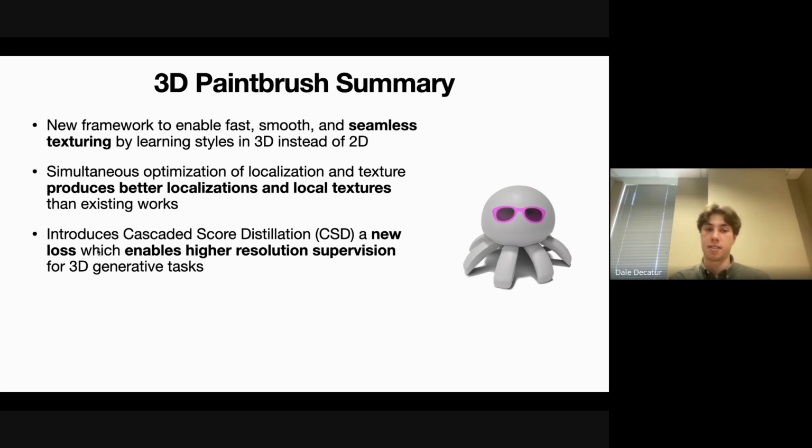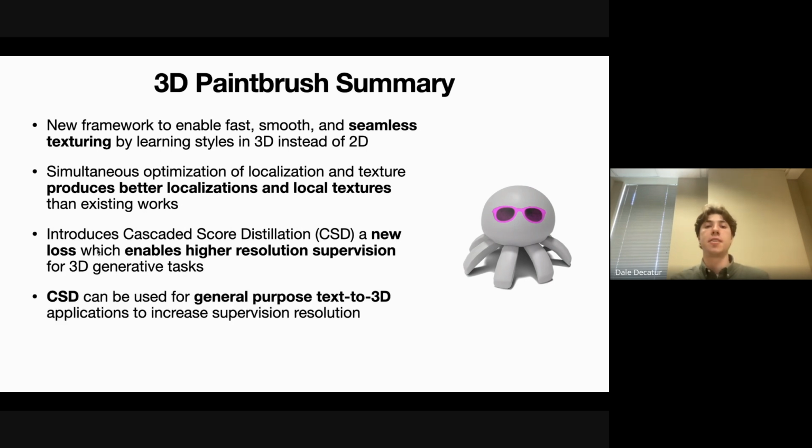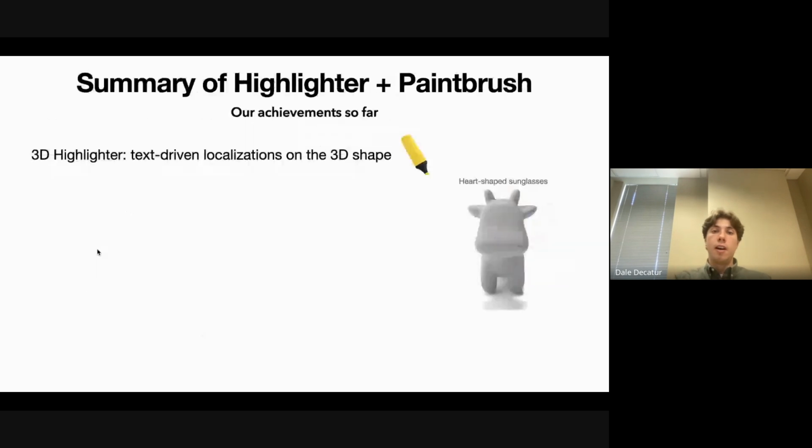based generative tasks. And what's nice about CSD is that it's a general purpose text to 3D loss. So it can be used for lots of other different applications to increase supervision. So you could use this with NeRFs, with Gaussian splatting, voxels, whatever 3D representation you want. You can also use different diffusion models. So it's quite general, which is nice. And yeah, our code is available. Definitely if you're interested, check out our GitHub. You can scan that QR code there. So yeah, definitely you should check that out.